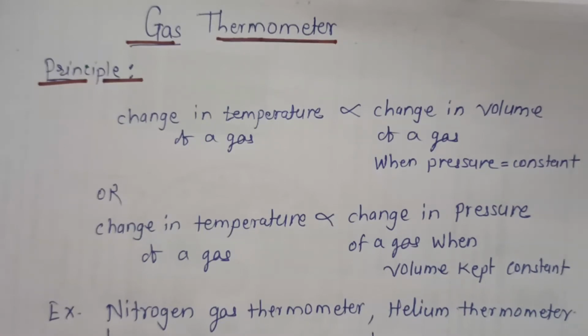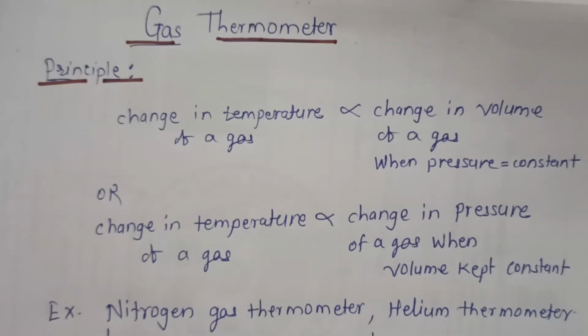Example of gas thermometer, nitrogen gas thermometer. Another example, helium gas thermometer. Nitrogen or helium, these are the gases used in thermometer. Nitrogen gas thermometer range: minus 200 degree centigrade to 500 degree centigrade.